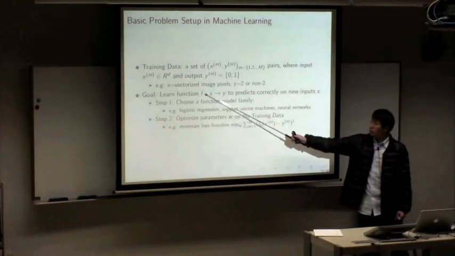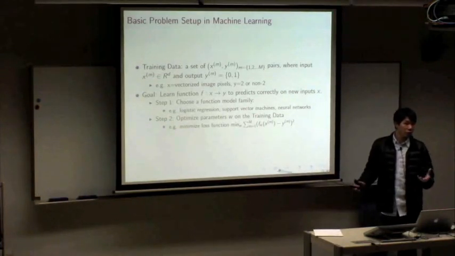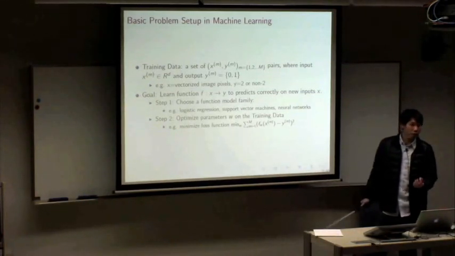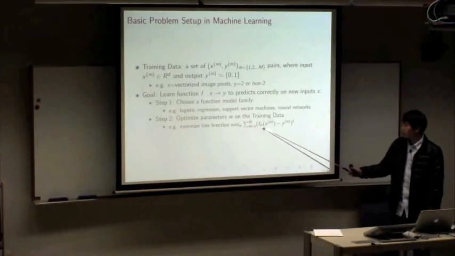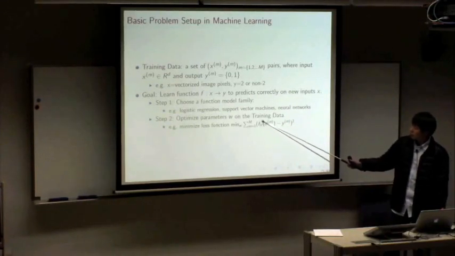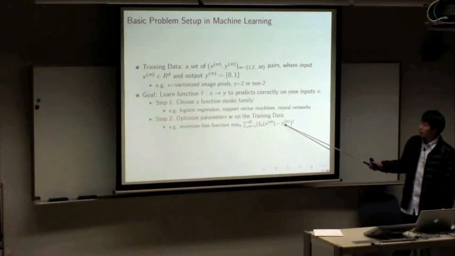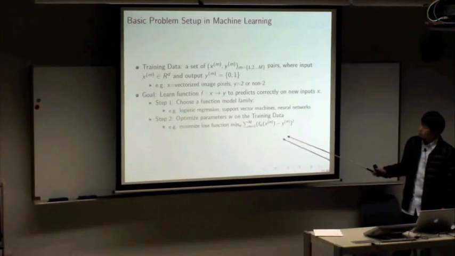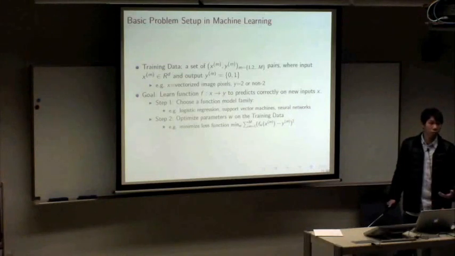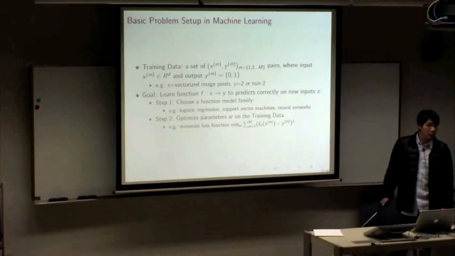After you've chosen this function model family, next you need to optimize the parameters of this function. This is a general function that has some parameters, and you will fit these parameters to the training data. And to fit it, you need to decide what's your objective, what's your loss function. For example, here is the sum of squares loss function, which we've seen before. We want our learned function's output to be not very different from the true output. And we want this sum over all samples. The hope is that if we minimize this function, we can do well on new data. And maybe you want another kind of objective that adds some other terms such as regularizers, which I'll talk about later.